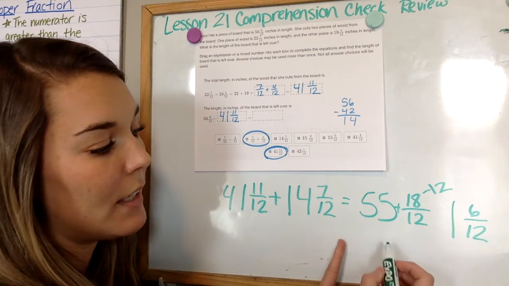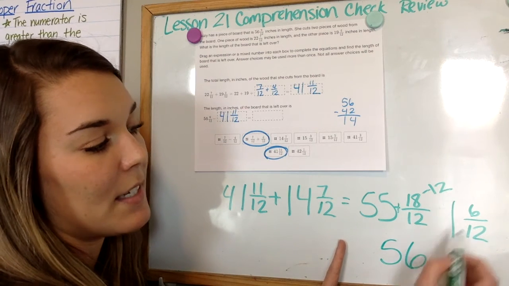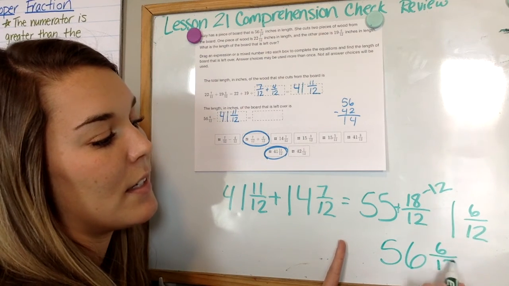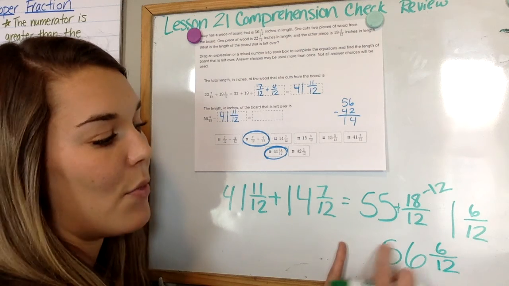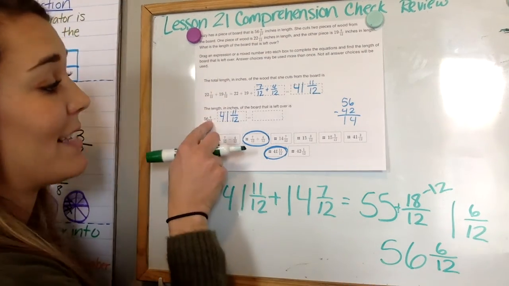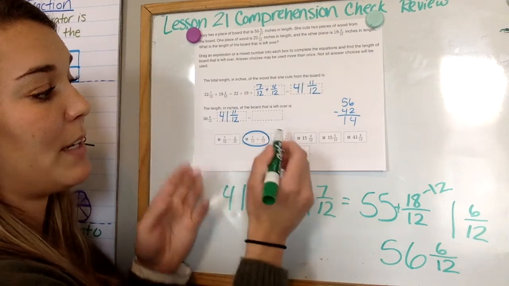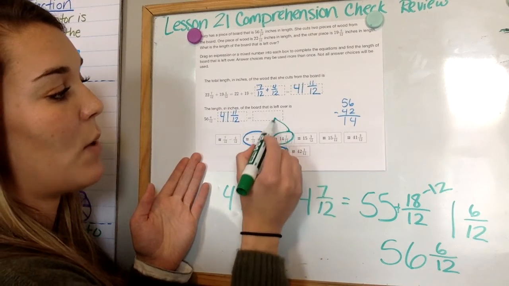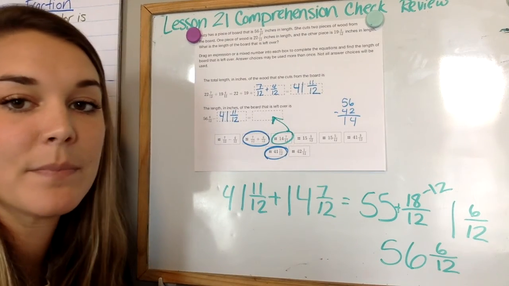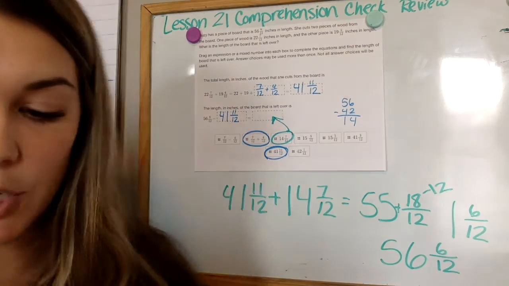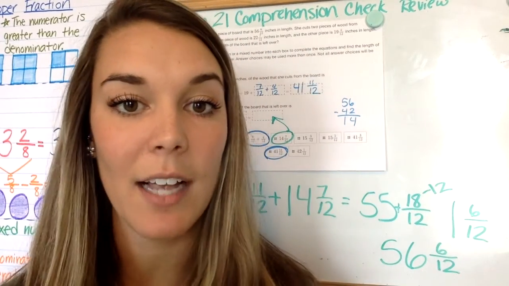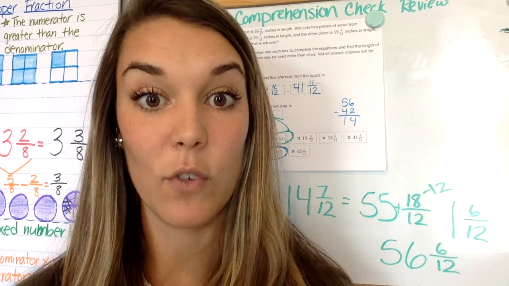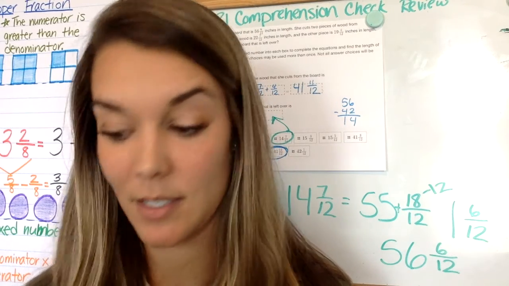Now I need to add together my wholes. So I have 55 plus 1 is 56, and my fraction is 6/12. So this is the same as this, which means that 14 7/12 would go there. Okay? For some of these, you're going to need to do a little bit of guess and check and doing some math reasoning, okay, to see what makes sense.